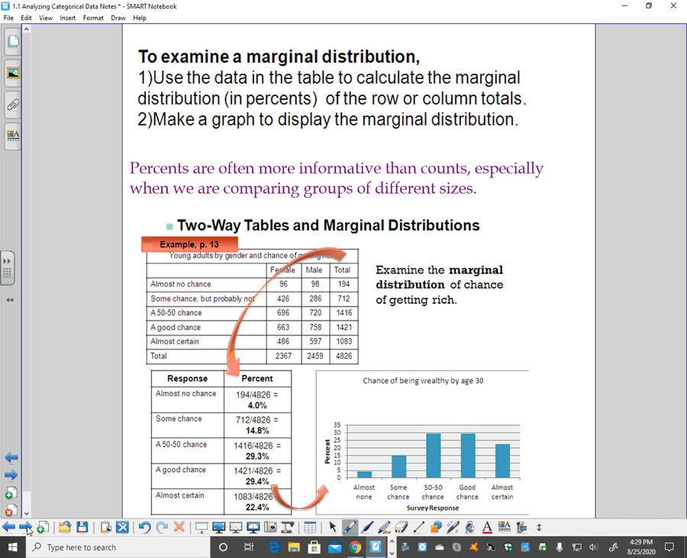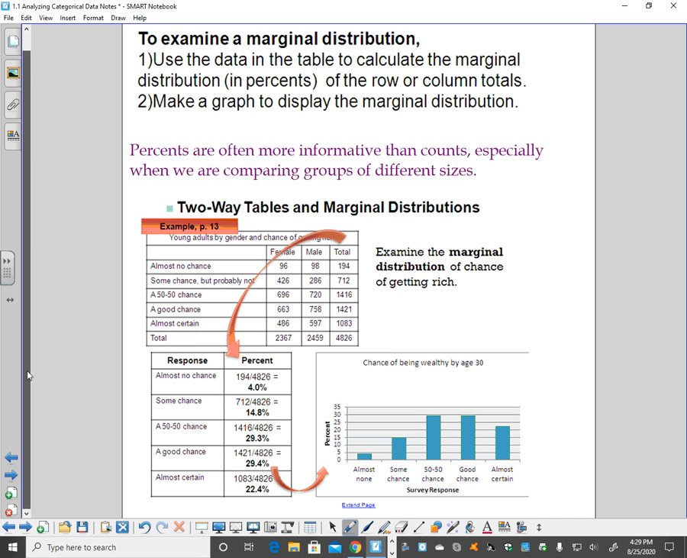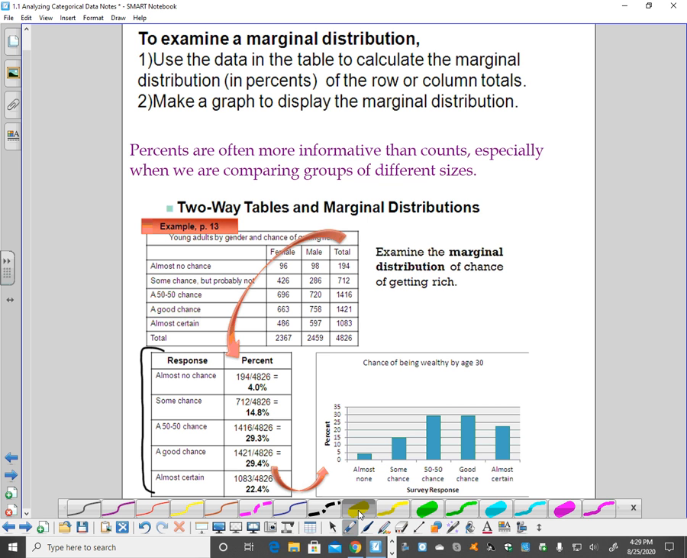We're talking about the same data. We've got males and females, and we've got opinions. Percents are often more informative, so we're going to talk about percents. The first thing we're going to do is put them into percents. So it looks like I am isolating opinion here. So I'm going to do a marginal distribution for opinions, because this is taking just the opinion information out of this table.